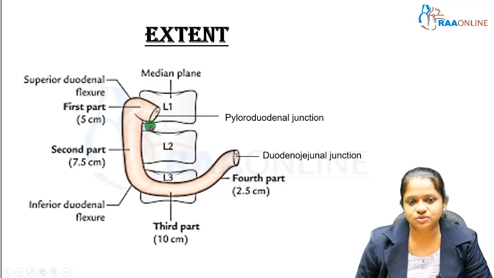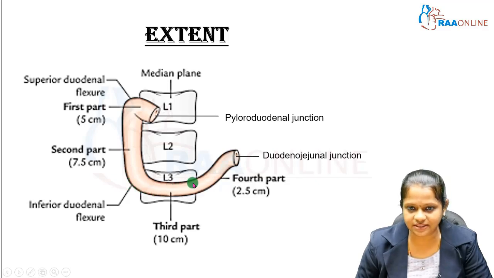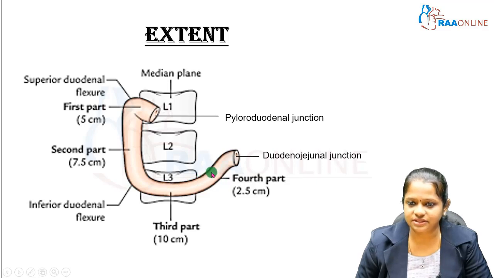The second part, which is the vertical part, extends from the superior duodenal flexure vertically downwards to the inferior duodenal flexure. This is located in the paravertebral gutter on the right side. The third part, which is the horizontal part, extends from the inferior duodenal flexure along the lower border of L3 vertebra till it reaches the fourth part, where it turns upwards to form the ascending part of the duodenum.